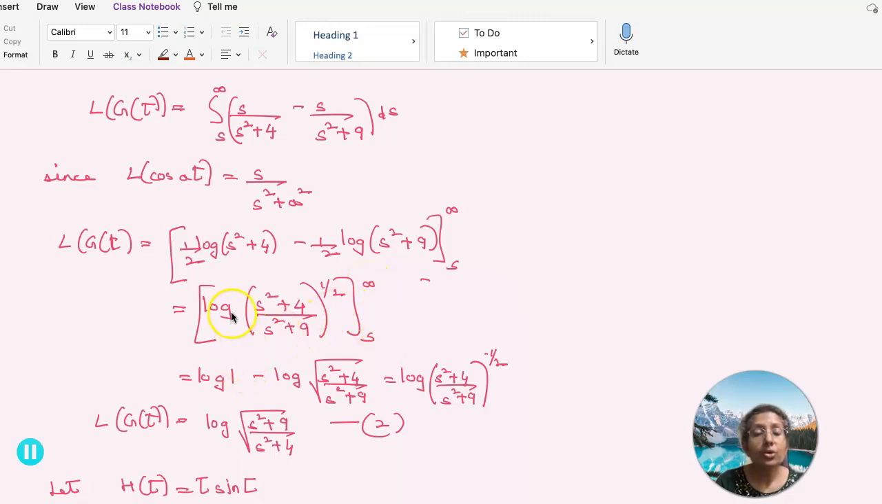Again, when you substitute, you get infinity by infinity is 1. So log 1 minus, this is log root of s squared plus 4 by s squared plus 9. That is log, if I take the reciprocal, you get log of s squared plus 4 by s squared plus 9 raised to minus half. So if we switch the numerator and denominator, it becomes log of s squared plus 9 by s squared plus 4 raised to half. That is log root of s squared plus 9 by s squared plus 4.